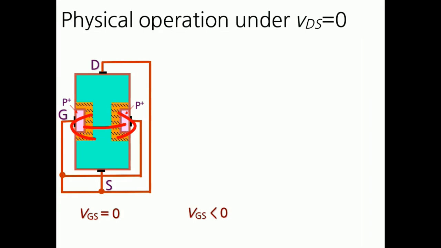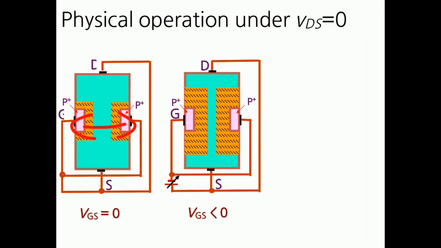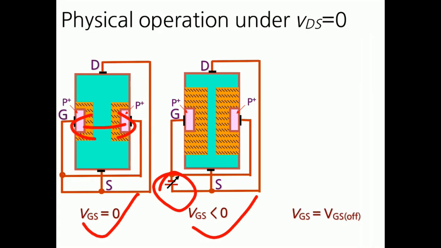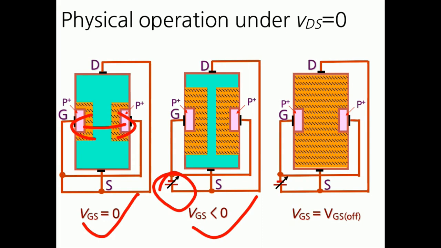If VGS is less than 0, then what happens? The depletion region width is increased and the channel width becomes very small. So the current also becomes small. The VGS voltage is increased or decreased according to this criteria. First of all, it is equal to 0, then less than 0, then next, if VGS is equal to VGS off, then what happens? It means pinch off. This condition is known as pinch off.